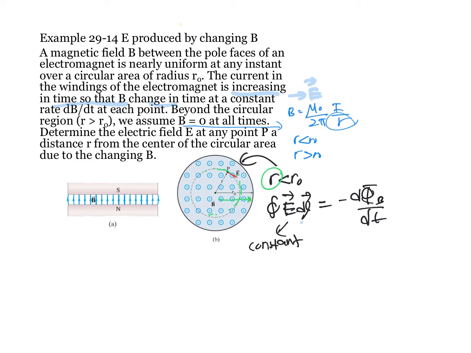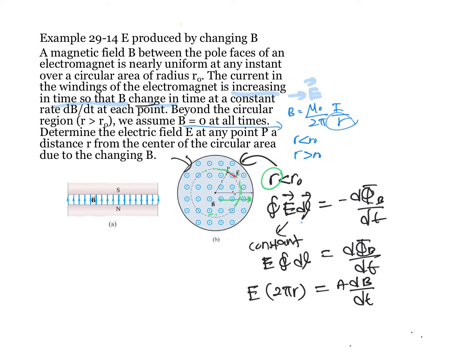Okay, so we can remove E here outside, so we are going to get E integral of dl equals d flux B over dt. The dl is one circumference, which is 2 pi R. The area doesn't change here, so the only thing that changes is B. So you are going to get A dB over dt, the rate of change of magnetic field.